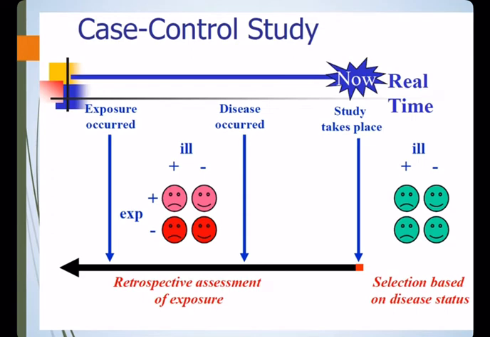Now let's see an illustration of a case control study. Pointing at the sharp line, this is the real time, when we conduct this study. When we take this study, we separate the participants according to whether they have the disease, and then we retrospectively assess their exposure history. The exposure may have occurred a very long time ago, and the disease occurrence was between the exposure and the time the study takes place.